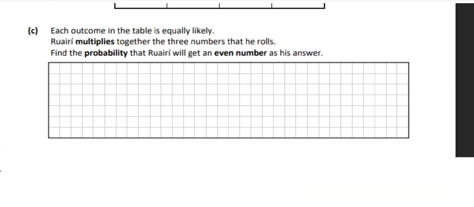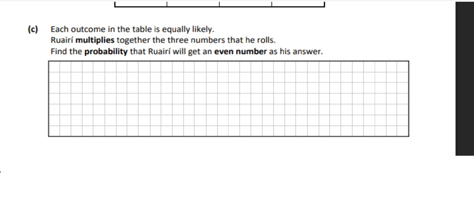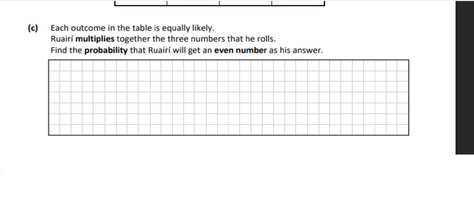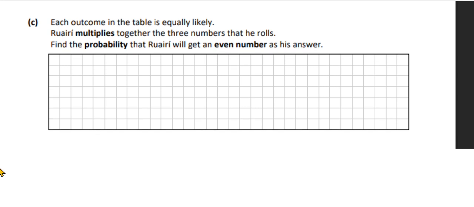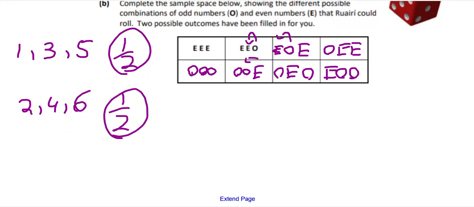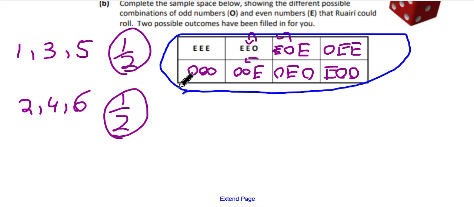Each outcome is equally likely. Rory multiplies together the 3 numbers that he rolls. Find the probability that Rory will get an even number in his answer. Okay, let's think about this. We're going to go back to our last one, alright? Do you see all these outcomes? How many different outcomes are there? Would you all agree they're all worth an 8 each? So each one is worth an 8.